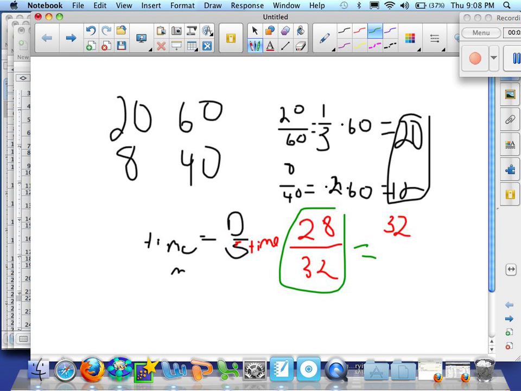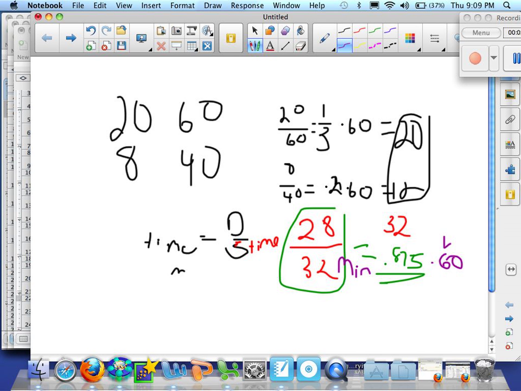some funky number. Let's see, 28 divided by 32 gives us 0.875. But then we need to take that 0.875 and multiply it by 60 because this is just in minutes, and instead of minutes, we need it in miles per hour.